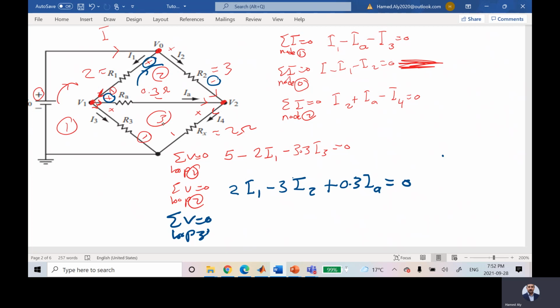For loop 3, I'm moving in that direction. So the second sign here is negative. The second sign here is negative. And the second sign here is positive. Am I right? So I will have 0.3 IA minus 2 times I4 plus R3, which is 3.3 times I3 is equal to 0. Now I have 5 equations. I have to solve them for finding the answer.